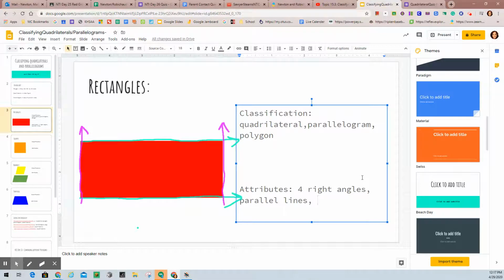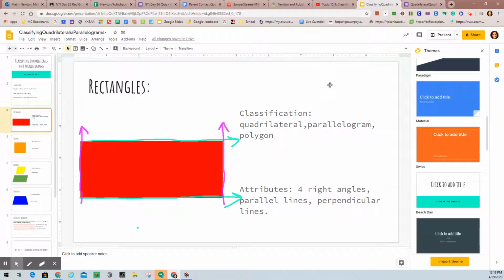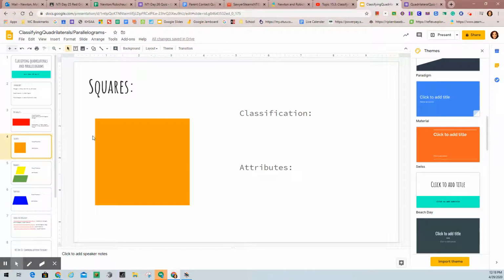Okay, they make obtuse or acute angles. We don't have any obtuse or acute angles, so we do not have intersecting lines. Does it have perpendicular lines? It does, because it has 4 right angles. All right, and those would be our attributes. Everybody getting the hang of this? Okay, let's classify our next shape.